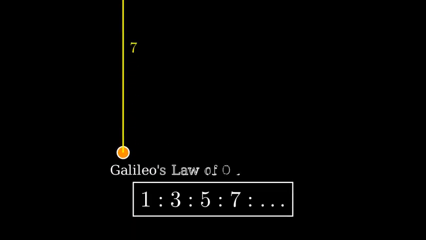This elegantly demonstrates Galileo's genius in observing a fundamental pattern in nature, that for a body falling from rest, the distances covered in equal time intervals are in the ratio of consecutive odd numbers, 1, 3, 5, 7, and so on.